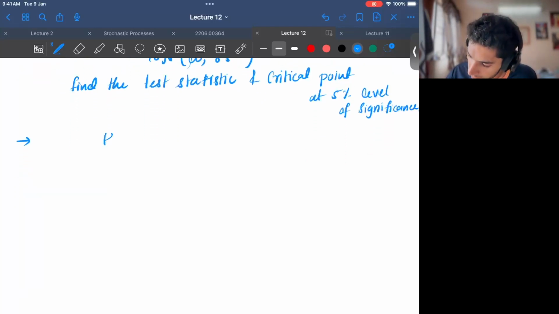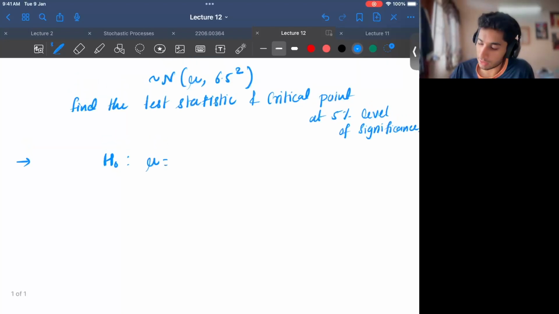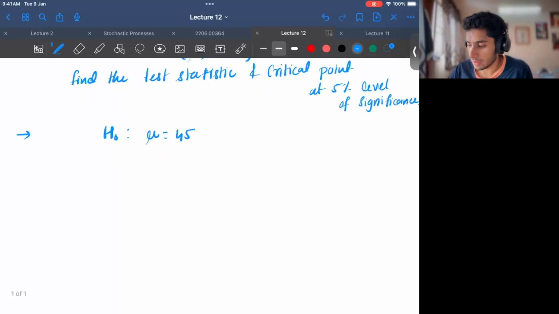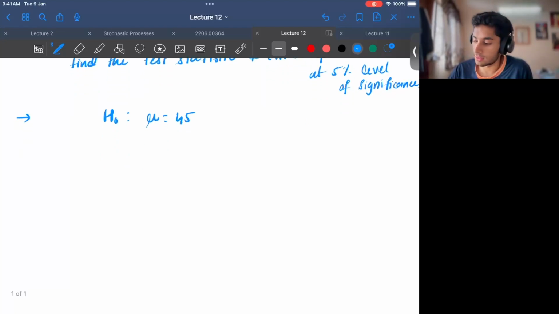So in this case, H naught, your null hypothesis, will be what? It will be that mu is equal to 45, right? Which is your default assumption, okay? And your alternate hypothesis, what will that be? That will be simply mu is less than 45.